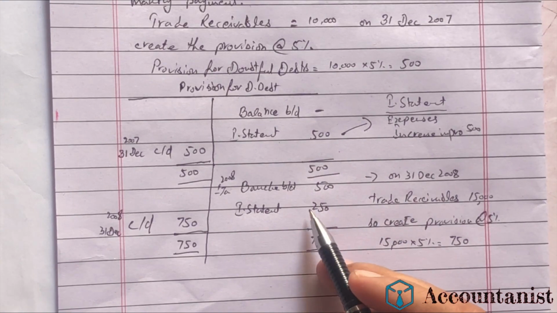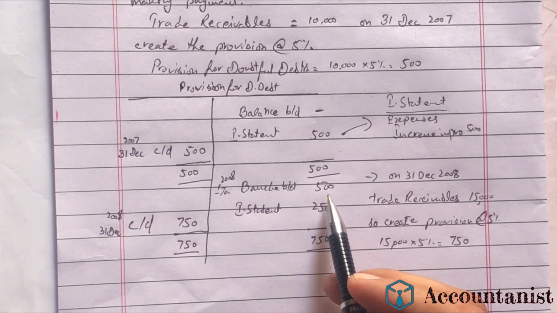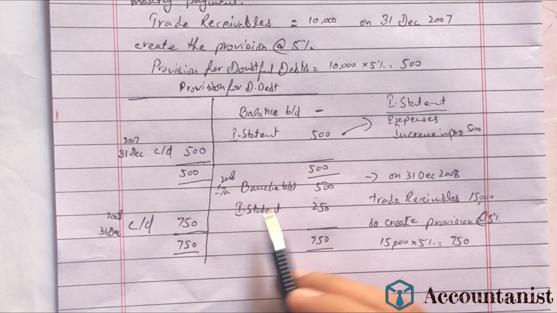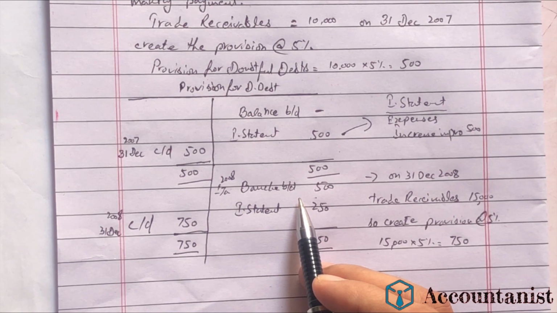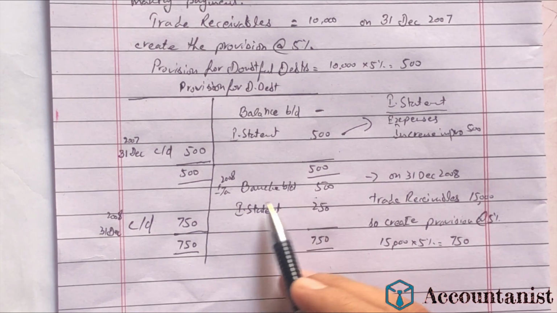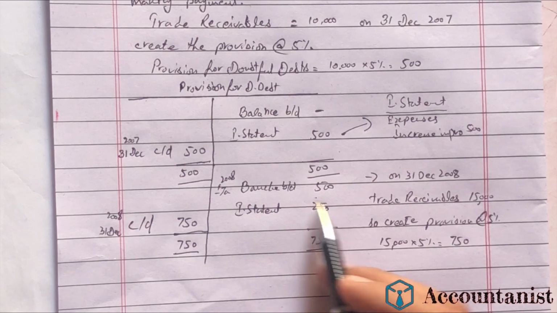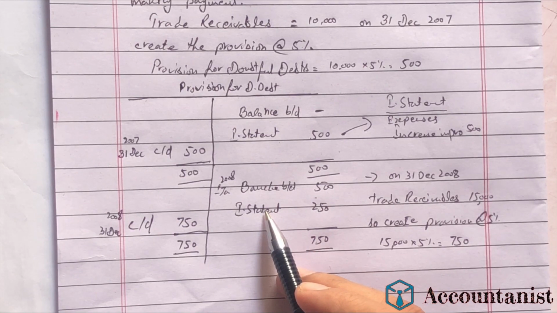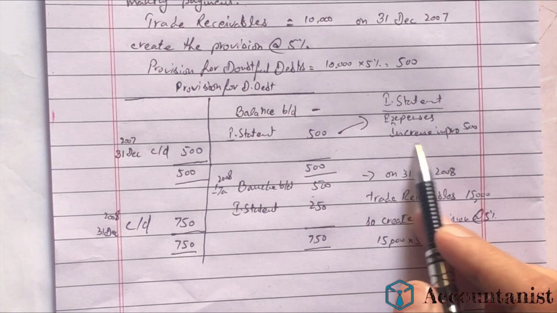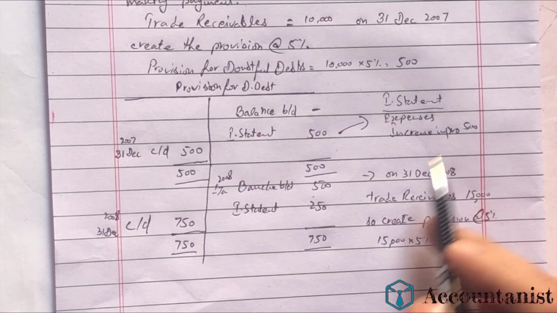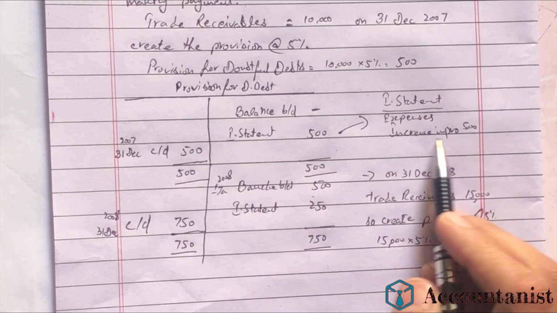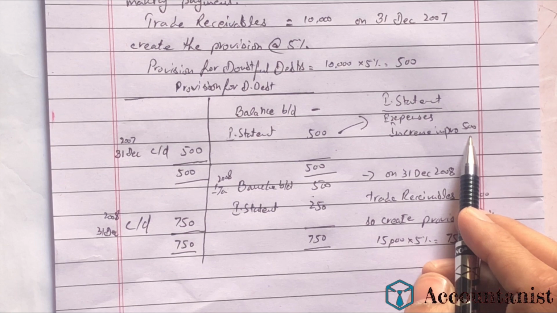Now we can notice that there is an increase again in the balance from opening to closing. The opening balance was 500 and the closing balance now is 750, so there is an increase in provision of 250. That will again go to the income statement as other expense, like we have done here. Now in this year 2008, in the income statement we will have increase in provision 250.